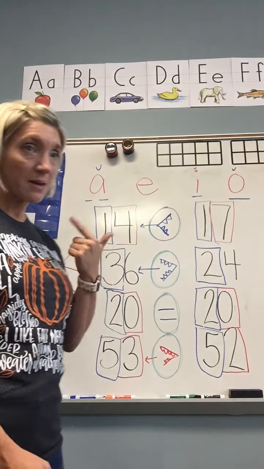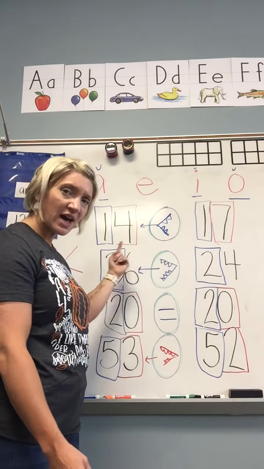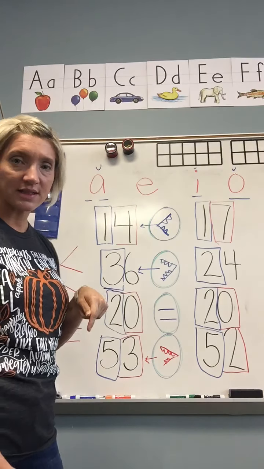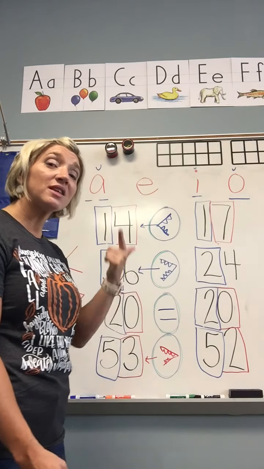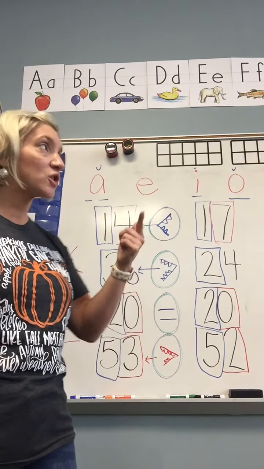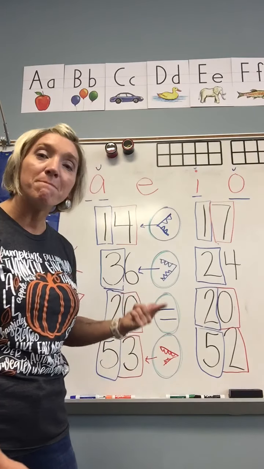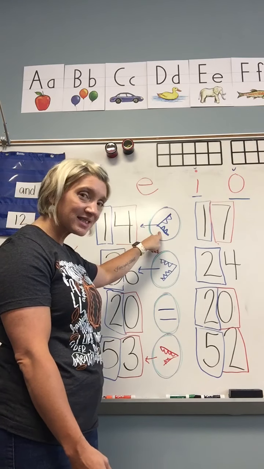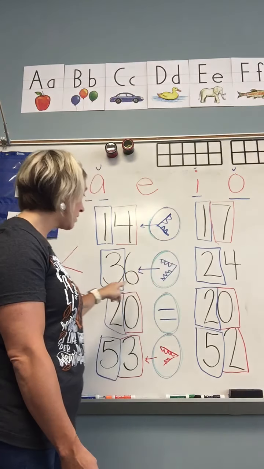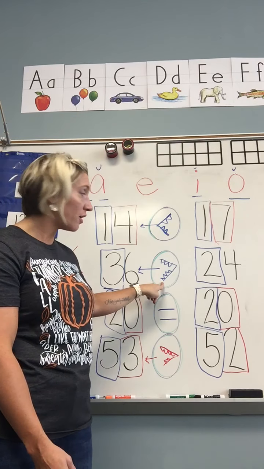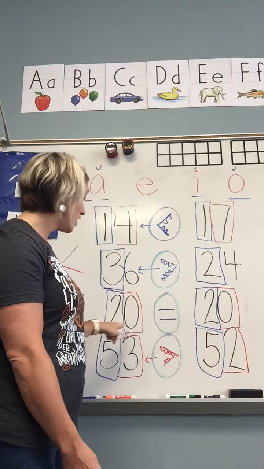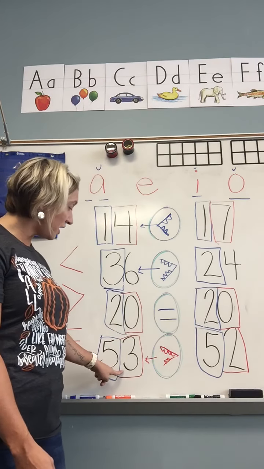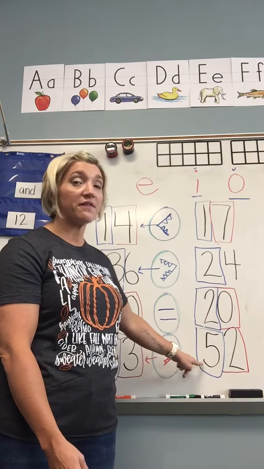Okay? We have successfully compared these numbers, but now we need to go back and think about what these inequalities mean. When I read this, how do I say this? I don't say 14, alligator mouth, 17. That doesn't make any sense in math. I'm using these symbols to represent meaning. So what do these symbols that I've used mean? This inequality means 14 is less than 17. 36 is greater than 24. 20 is equal to 20. 53 is greater than 52.